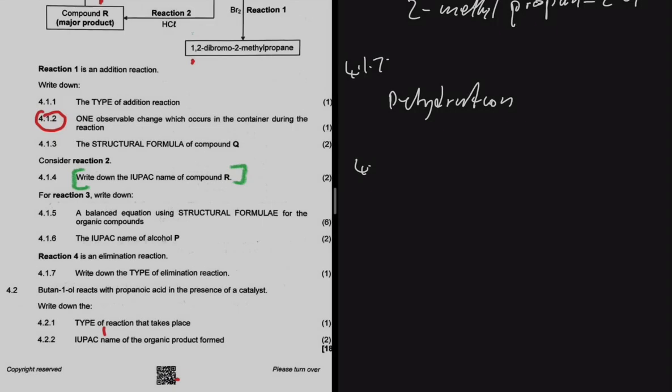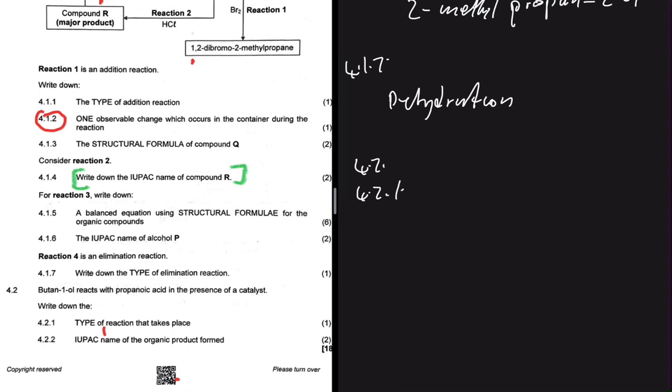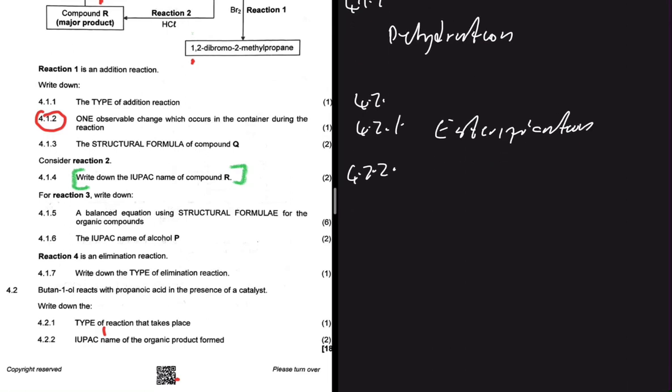And 4.2, we have 4.2.1. So butan-1-ol reacts with propanoic acid in the presence of a catalyst. We need the type of reaction that takes place. So as soon as I see an alcohol and an acid, I'm thinking esterification. And then now we need the IUPAC name of the organic product formed. So the first part of the name will come from the alcohol, and the second part will come from the acid, right? So because you have butan-1-ol, it will be butyl, and because you have propanoic acid, it will be propanoate.